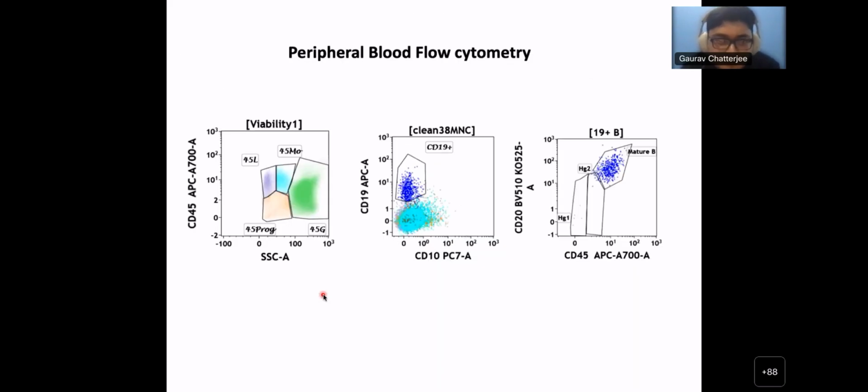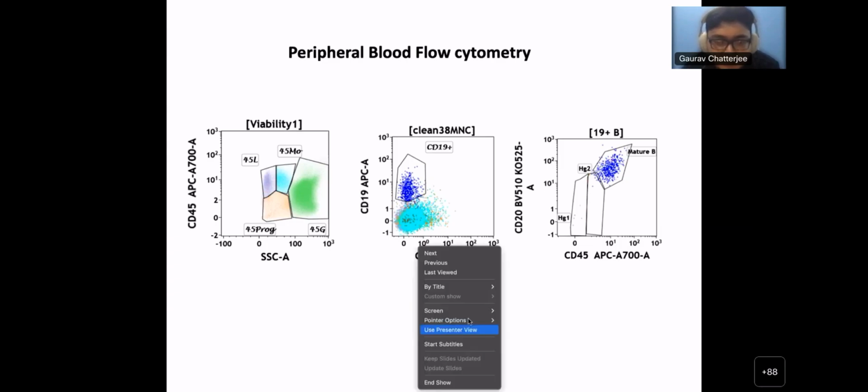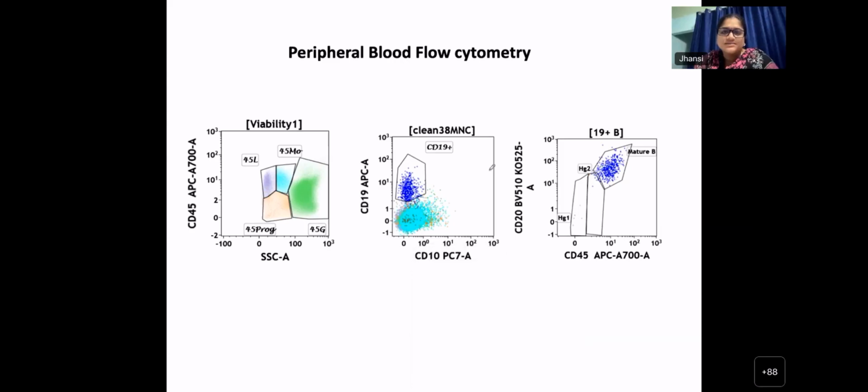So now we go to peripheral blood flow cytometry. Jhansi, can you tell me what these blue cells are? Just see the markers and tell me. Because Sweta has already described the lymphocyte, monocyte, and granulocyte, we are not going into too much detail on that. Can you tell me what those blue cells are? Yeah, blue cells are CD19 positive B cells, sir, B lymphocytes. Are they B blasts, or normal B lymphocytes, you feel? Normal mature B lymphocytes.